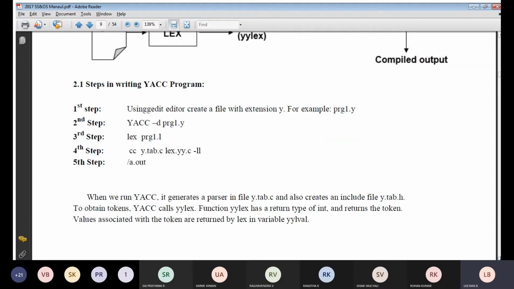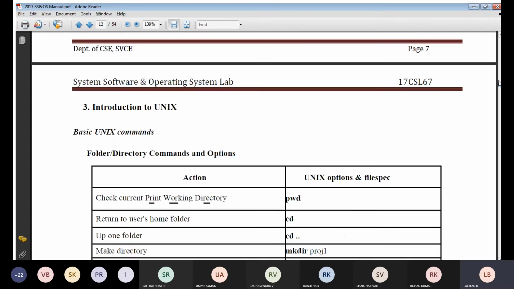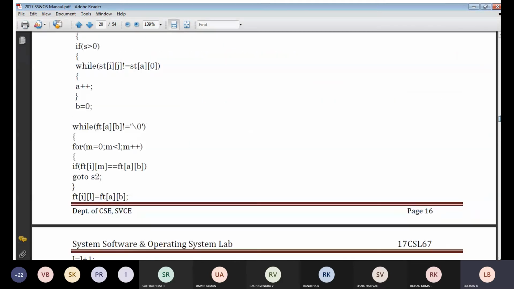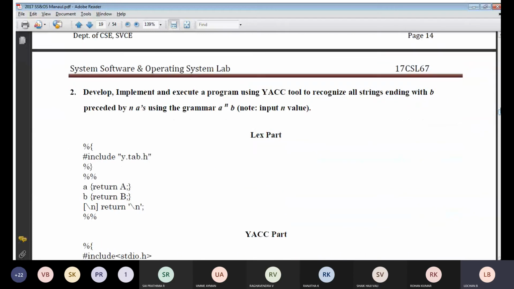Previously, if you see the second lab program, I will show you. In that particular case, yak tool to recognize, I'll show you here only. Once again, I'll show you. We have discussed all those things. So this is the second lab program we have discussed and completed. Design, develop and execute a program using a yak tool.